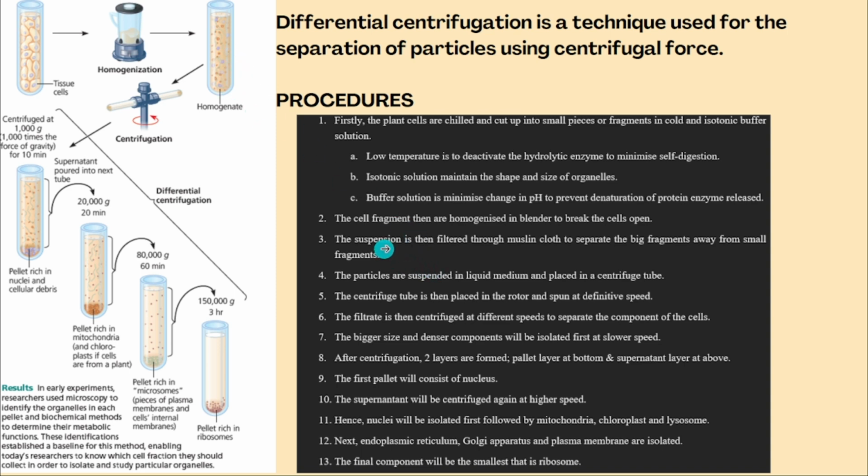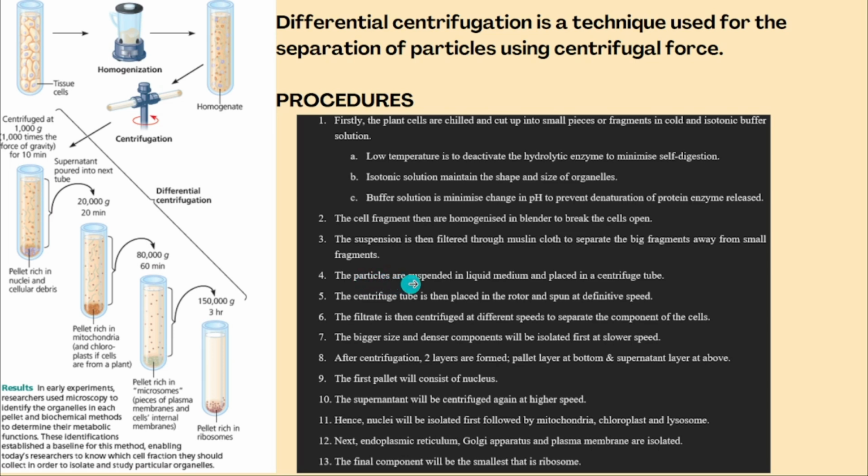Okay, once you already have a homogenate, you need to filter it by using the muslin cloth, using any type of cloth. Sometimes they use a filter funnel, sometimes you use the cloth, any acceptable apparatus you can use, but you need to filter. And separate the big fragment away from the small fragment. So this one is based on the experiment purpose that you need. Either you want a big fragment or small fragment. So for now, we need to take the very small fragment.